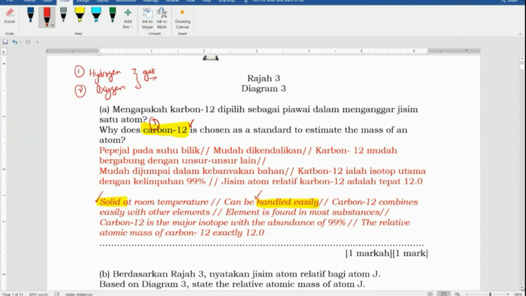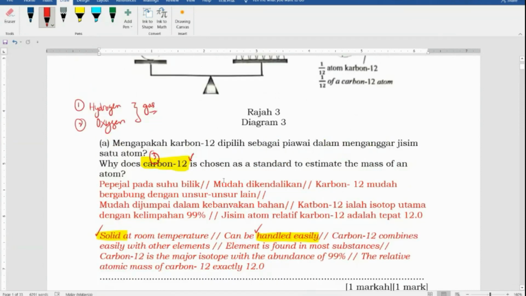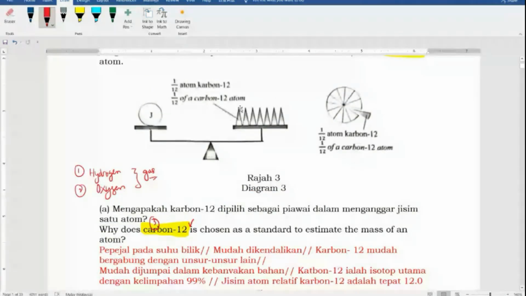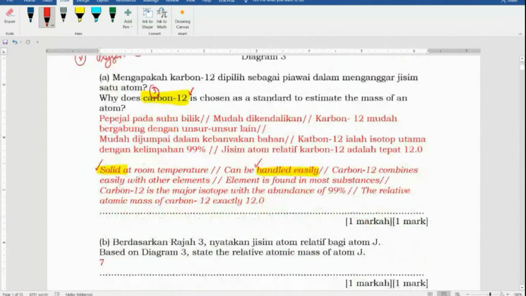So now B, based on the diagram, state the relative atomic mass of J. If you compare like this, it is exactly 1, 2, 3, 4, 5, 6, 7. So if it has 7, it means that J has a relative atomic mass of 7. Okay, it's 7.